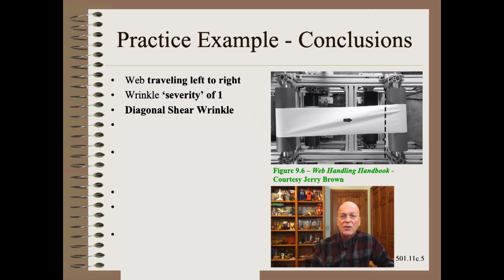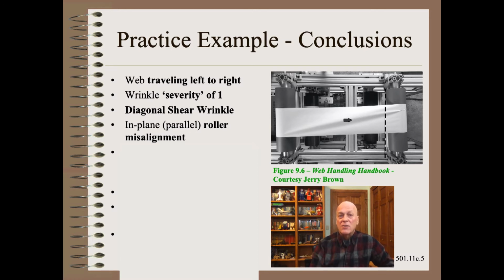Second, the major class is a diagonal shear wrinkle, which we covered in the last clip, as well as in many other places. The subcase, or root cause, as some people might call it, is in-plane roller misalignment of that roller pair as a pair.